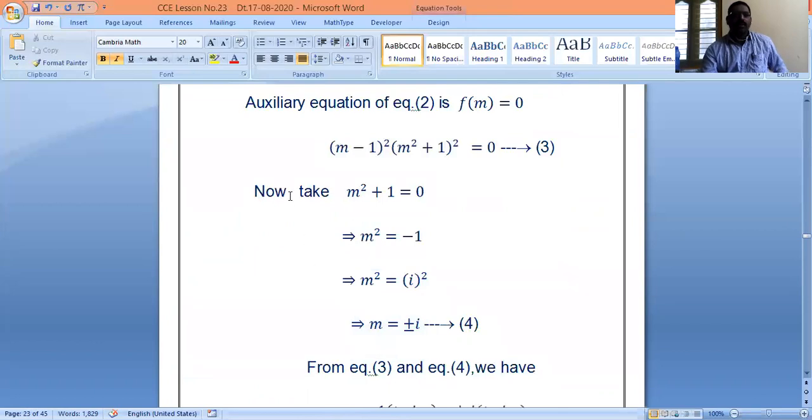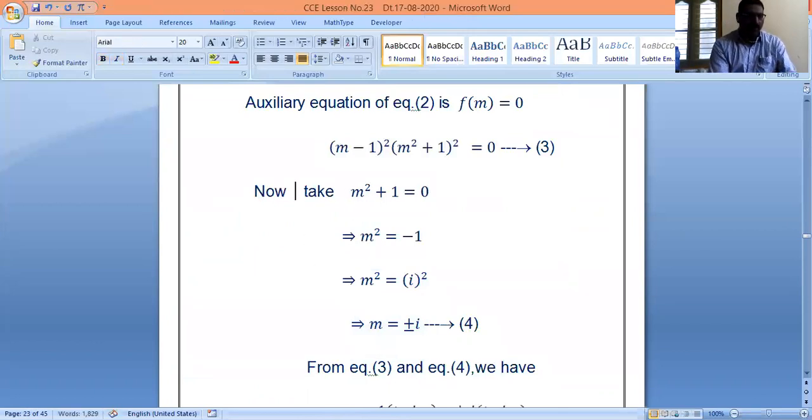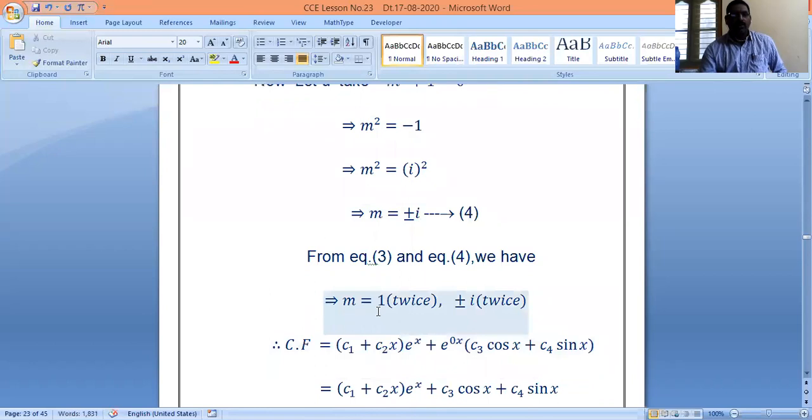Now let us take m² + 1 = 0. That implies m² = −1. That implies m² = i², since we can write −1 as i². Therefore, m = ± i. From equations 3 and 4, we have m = 1 twice, ± i twice.